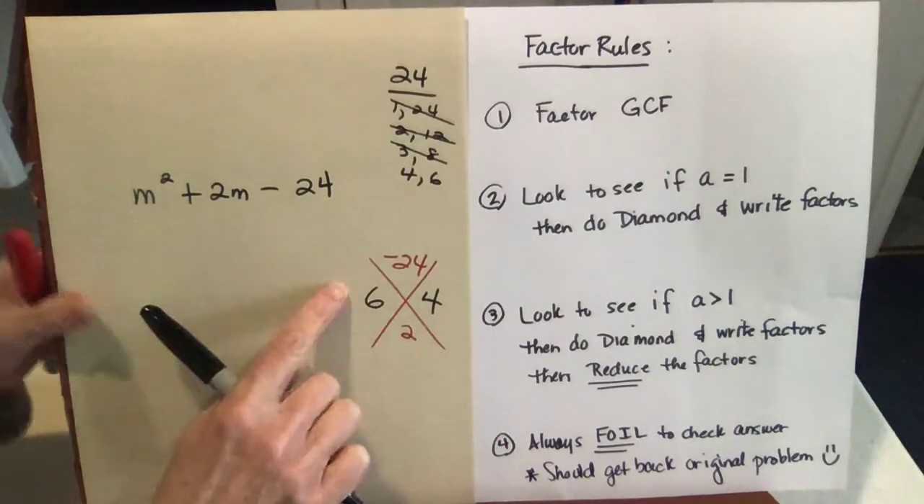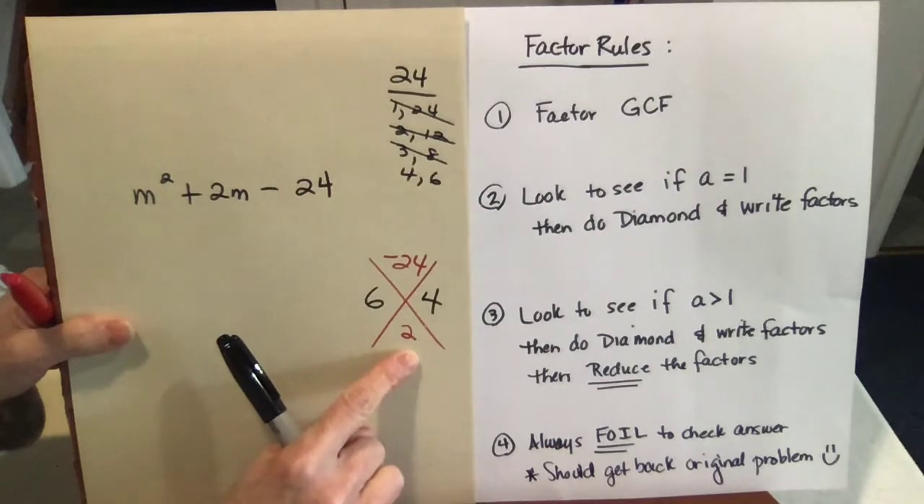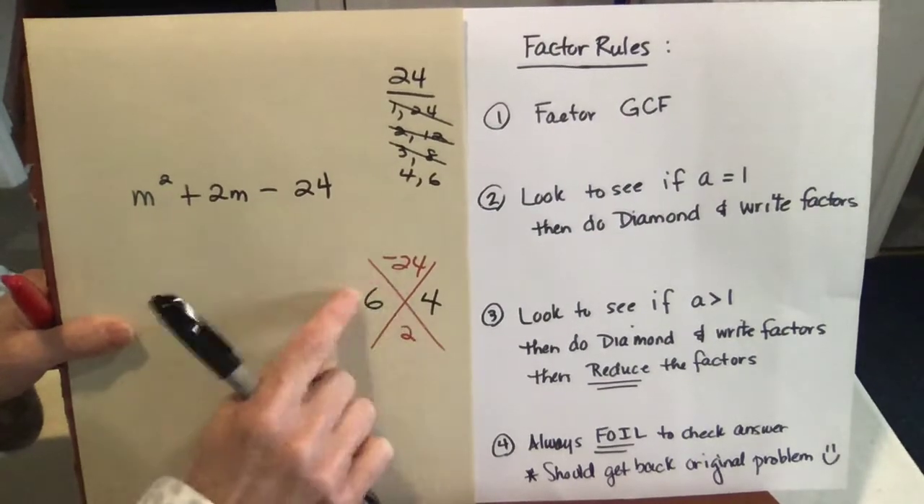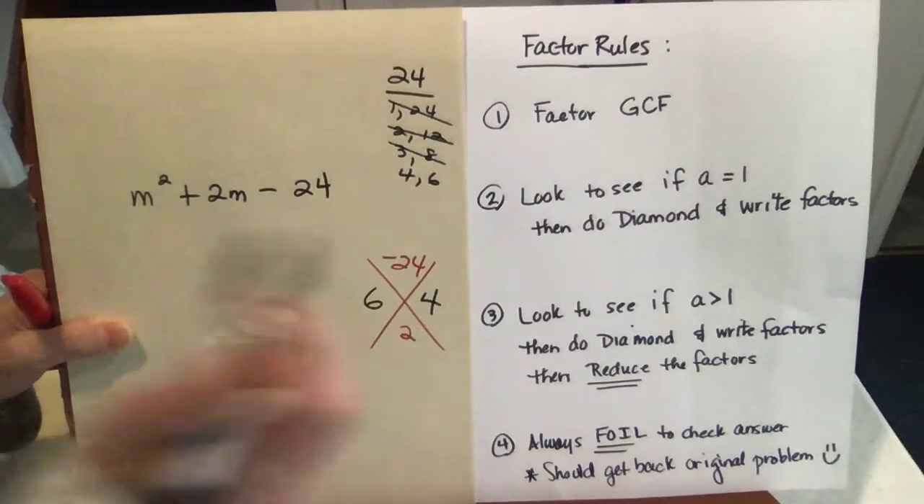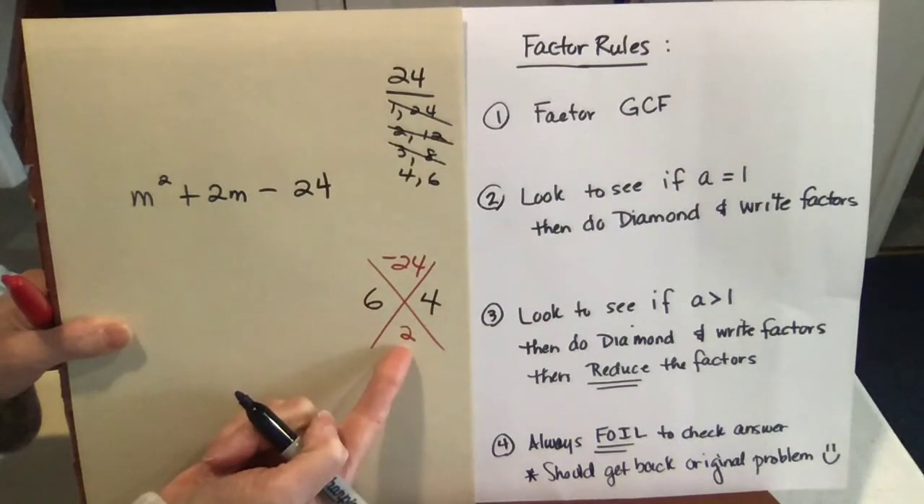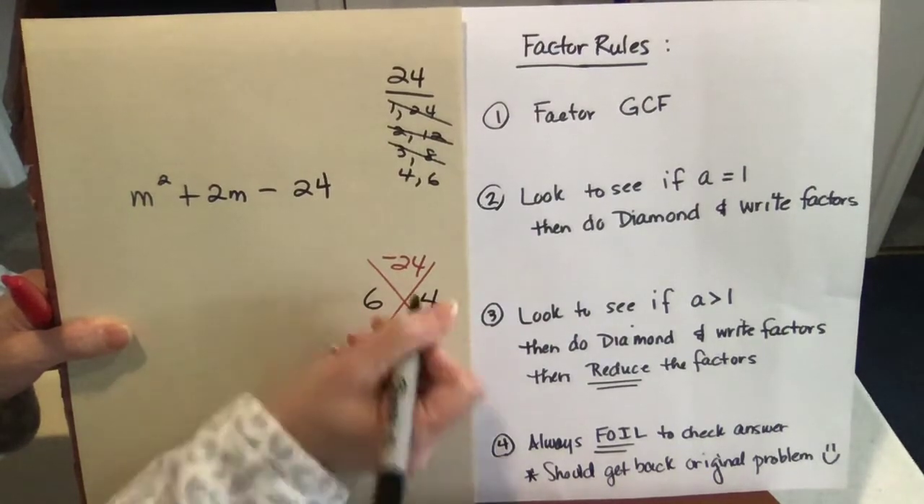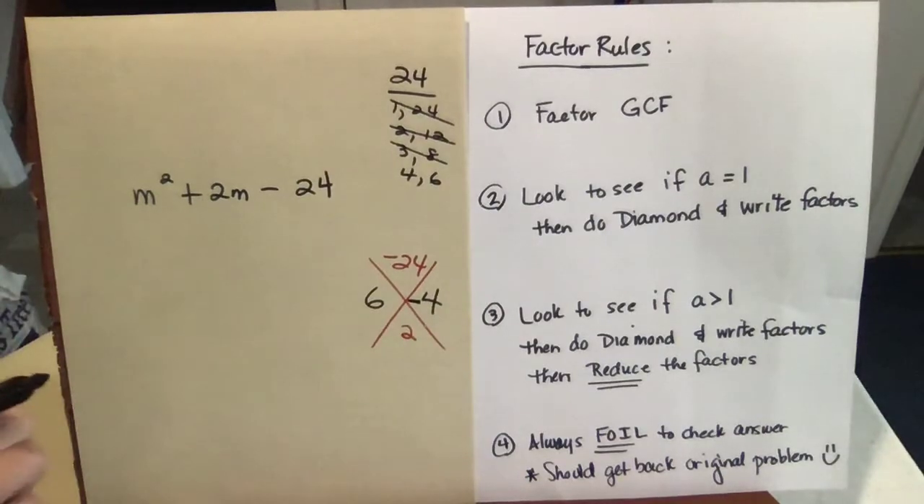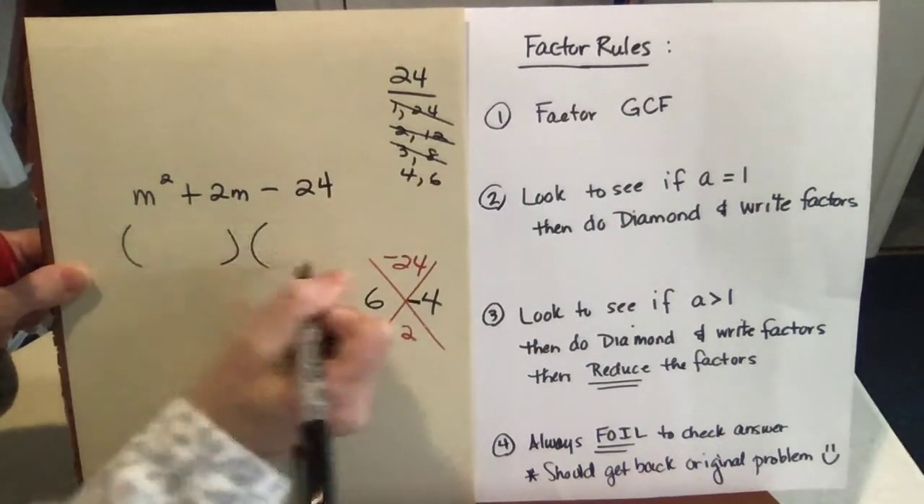Now, we need it to be a positive 2 when it adds, but a negative when it multiplies. So one of these two has to be negative. And since we need a positive when it adds, we need more positives than negatives, so the negative goes to the 4.